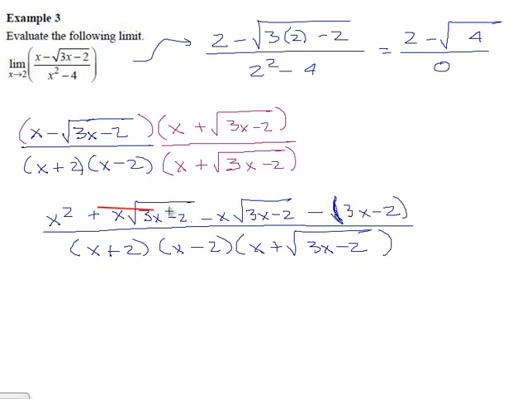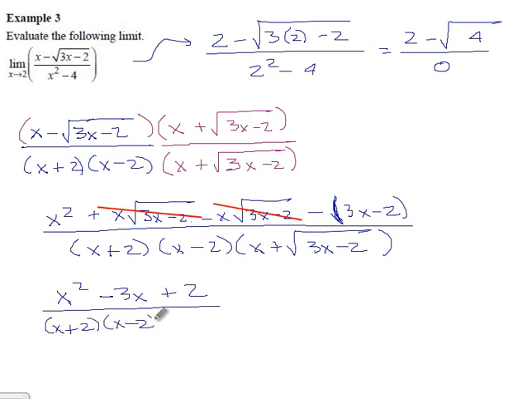Well, this is nice, and this happens every time you do a conjugate. The two middle terms cancel out. We had plus x root 3x minus 2 and then minus the exact same thing. Then we get x squared minus 3x plus 2 over all the aforementioned stuff. Well, I was hoping to get an x minus 2 out of there and it didn't happen, but this is a quadratic. I guess that should mean it's factorable.